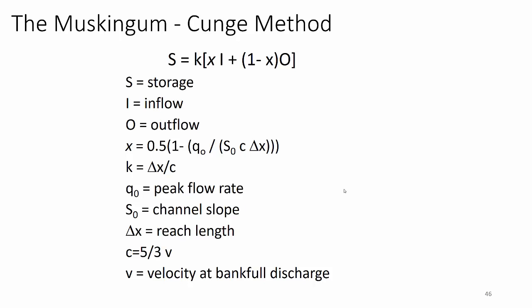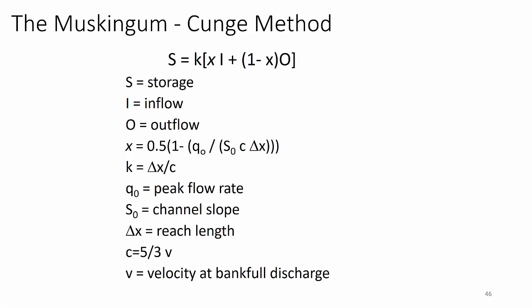I see in the second representation of the X, the XI plus (1 minus X)O. But that's just a way to calculate storage. So that's all this X, which is a function of channel slope, reach length, and peak flow. And so it assumes a certain amount of storage. And then V is velocity at bank full, so C equals 5/3 V in this equation. There's nothing complicated about this. It uses all the same relationships we had before to come up with the storage rate. That storage rate is a function of attenuation of flow over time.